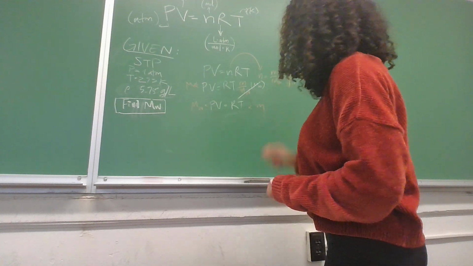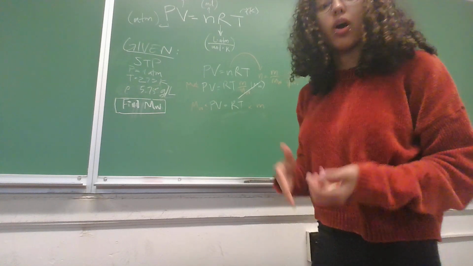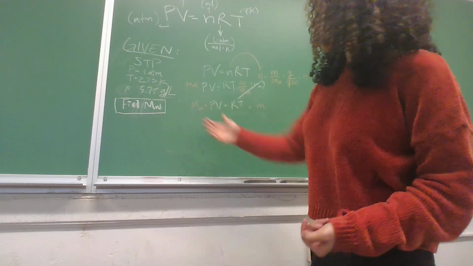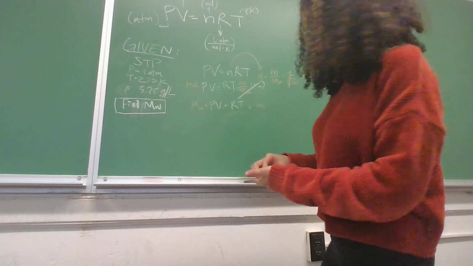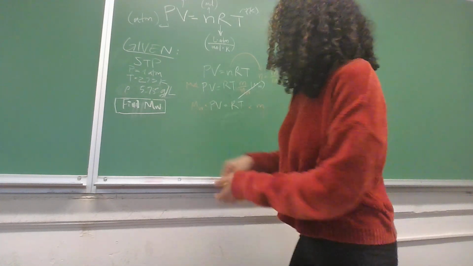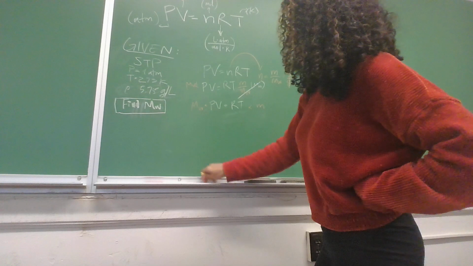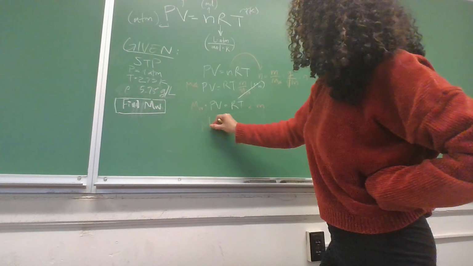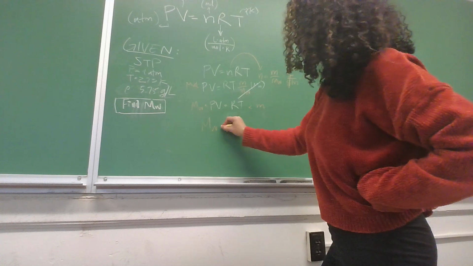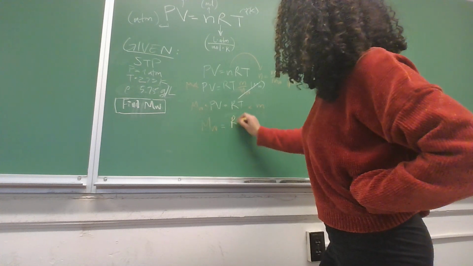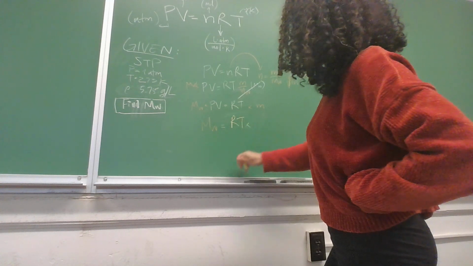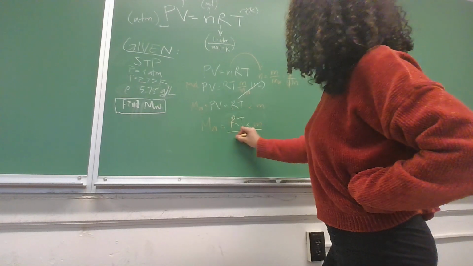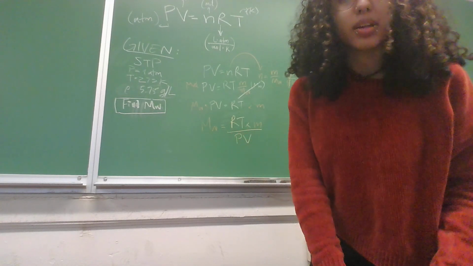And then from here, you're like, oh, I see it. I can isolate for molecular weight, just dividing, right? So that's exactly what you're going to do. You're going to get molecular weight equals RT times m over PV. Now, you have to realize another vital thing.